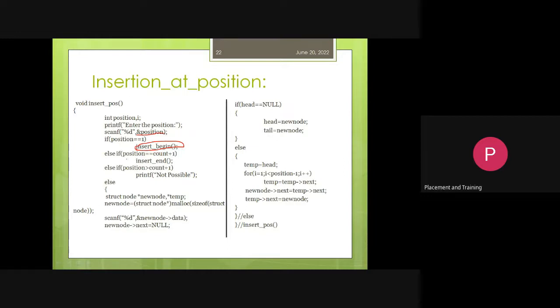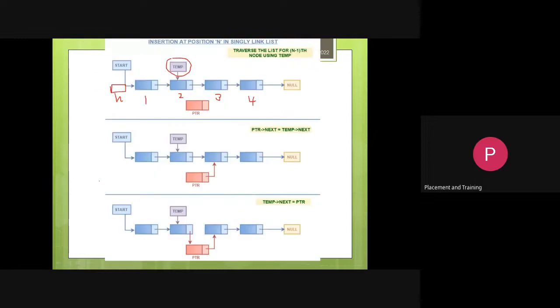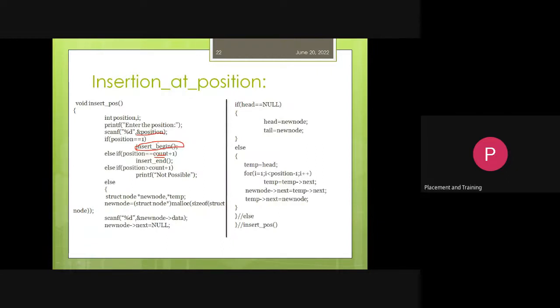Now, if my position is count plus 1, what is this count representing? I'm just going to count all the number of nodes present in my list, and that value will be stored in this particular count variable. So count plus 1 means, if your list is of size 5 and I want to insert at the 6th position, I'm going to insert after the last node. That represents the insertion at end function, which I'm calling here.